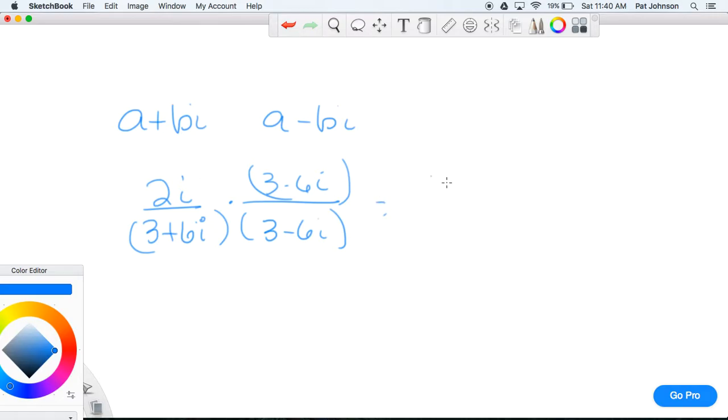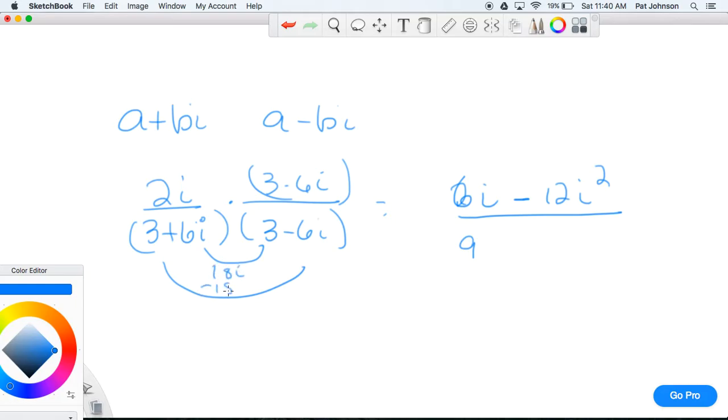So I just simply distribute. I get 6i minus 12i squared over 9 plus... and when you do that, the middle terms are opposite. That's 18i and negative 18i, so they become 0. That's why you multiply by its conjugate. So you just really need to do the F and the L part of the FOIL when you multiply two conjugates. And then 6i times 6i is 36i squared.